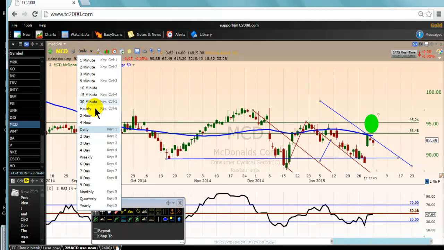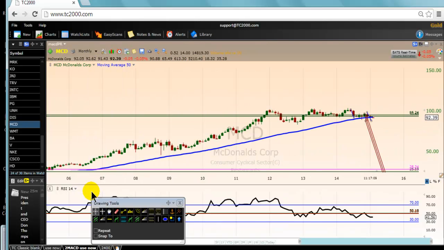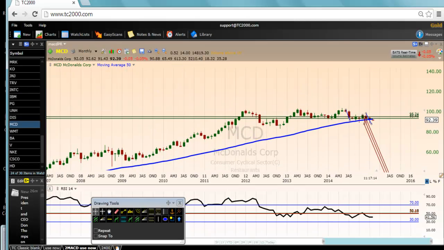Again, you will not stop on the daily chart. You will go to the monthly chart and see the bigger picture. Again, you see here on the monthly chart, it's also crossing below the level of 50. You will draw your trend line. Like I say, it's your chart.